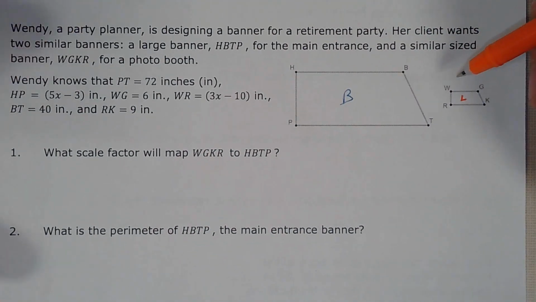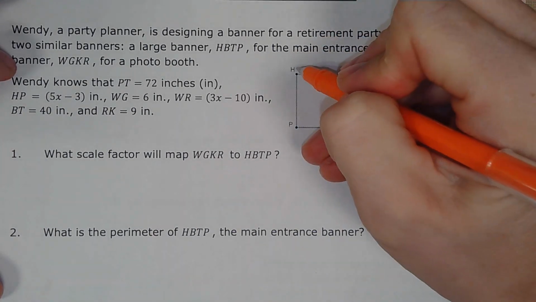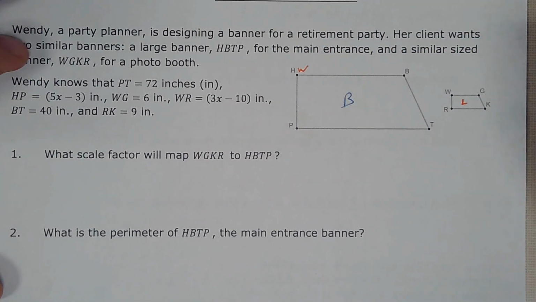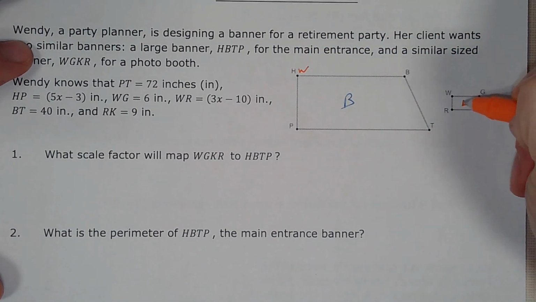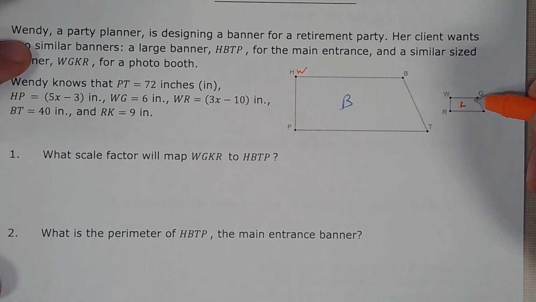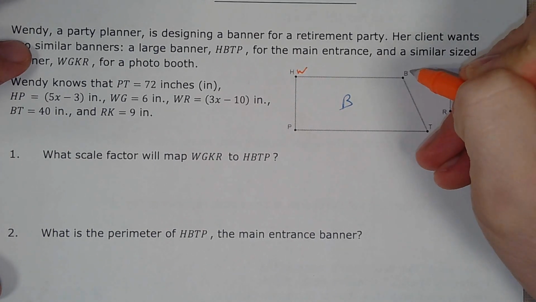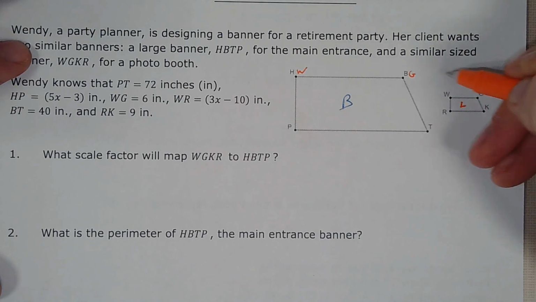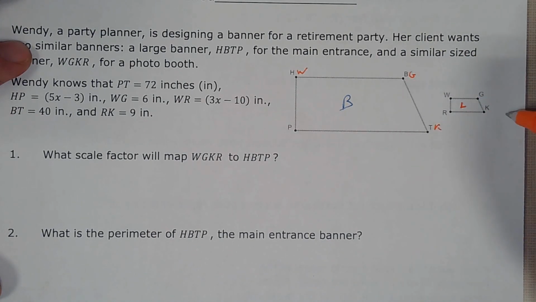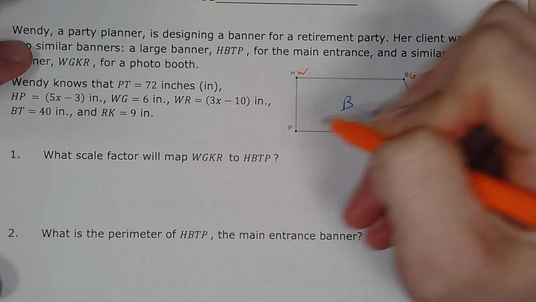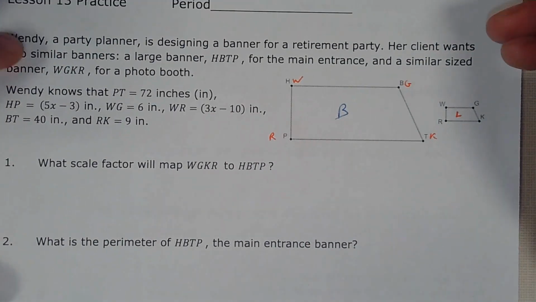And we've got W that matches with H, and I'm not going to transpose it on this one because it'll just be too small. And then we have G, and it gets crowded. We have G that matches with B, K that matches with T, and R that matches with P.